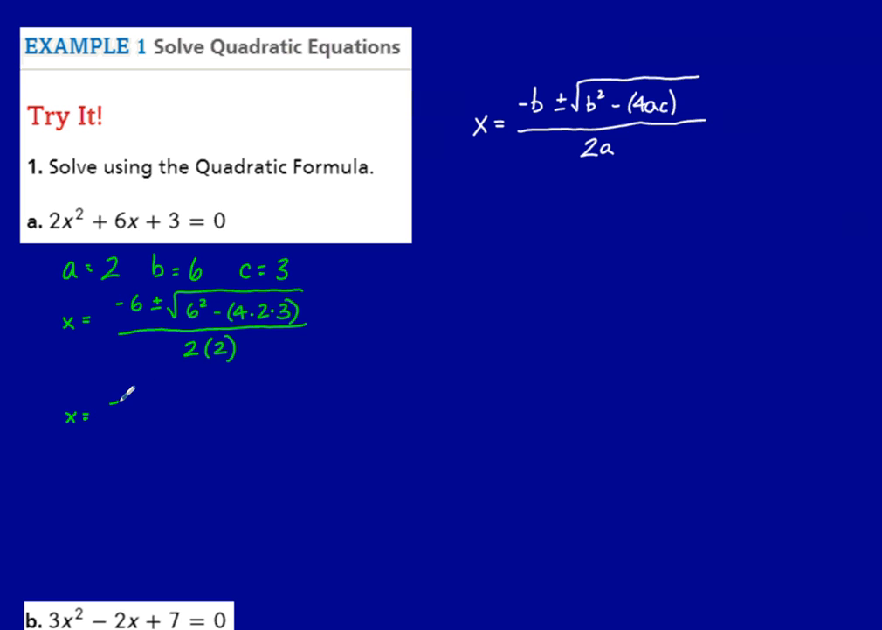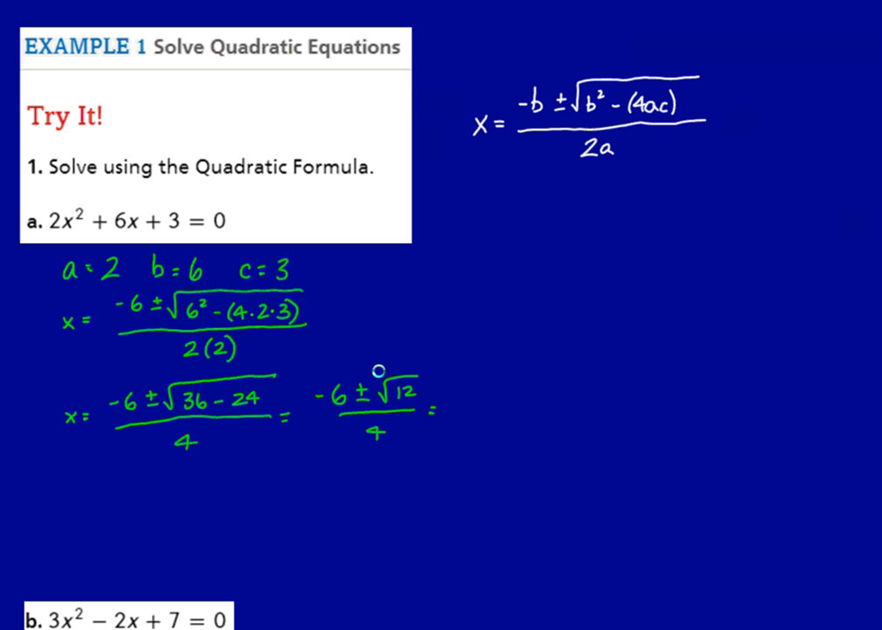So x is going to equal negative 6 plus or minus. This plus or minus is going to give us our two answers. The square root of, and 6 squared is 36, minus 4 times 2 is 8, times 3 is 24, so it's 36 minus 24, all over 2 times 2 is 4. So let's start simplifying this now. X equals negative 6 plus or minus the square root of 12, all over 4. Now that is an answer for us. This is what we're going to leave the answer as, but this square root of 12 will simplify.